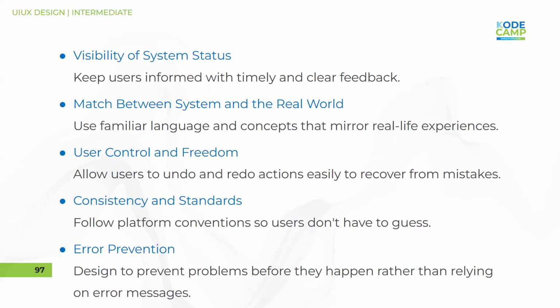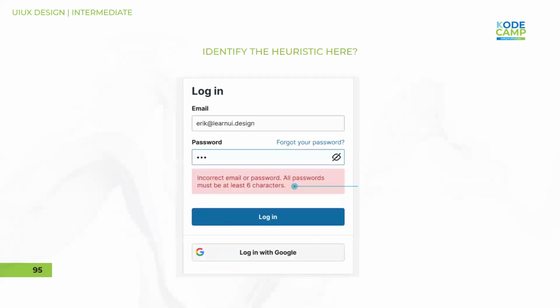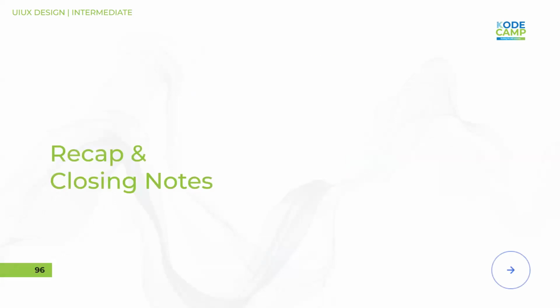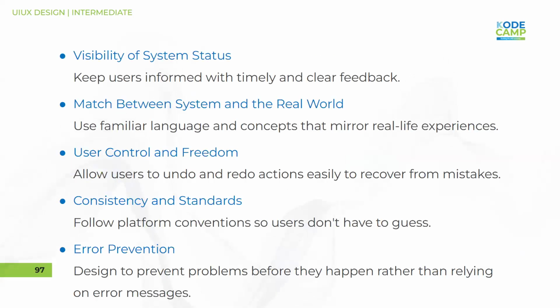So error prevention. Design to prevent problems before they happen rather than relying on error messages. Imagine the example we looked at, there was no hint like use a 6-character password. So users will be guessing to and fro on it. So avoid that. When you are designing, think about problems that could occur.